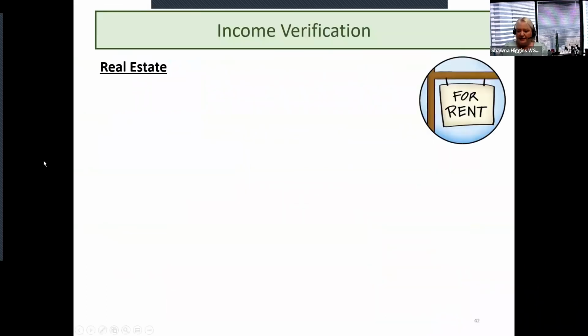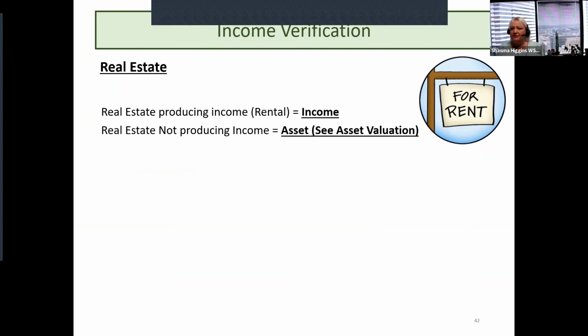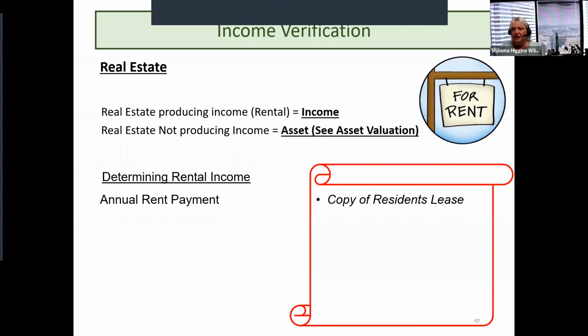Okay. So real estate. Real estate producing income is a rental, and you're going to count the rental income as income. If the real estate is not producing income, it's going to be an asset, and you're going to want to see the asset valuation form or fill it out.